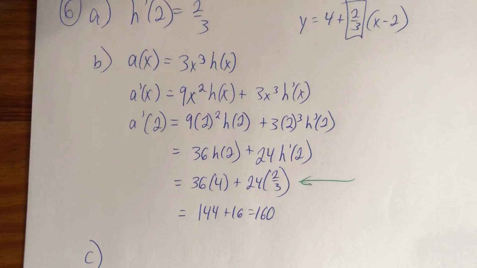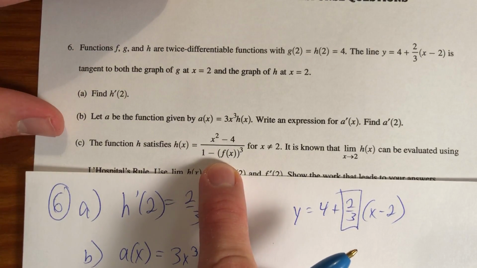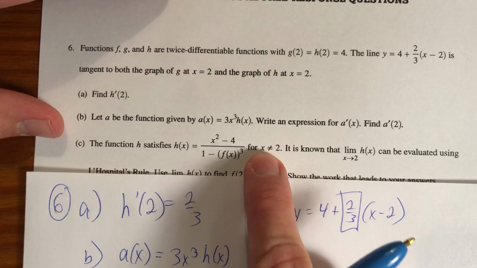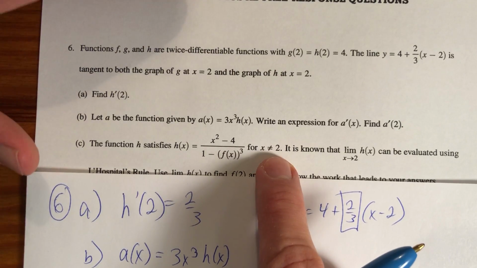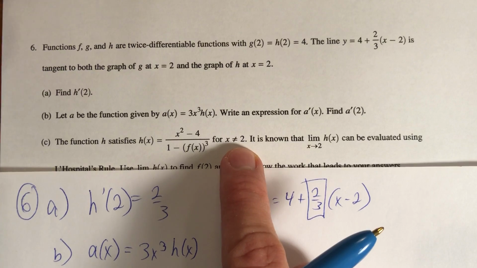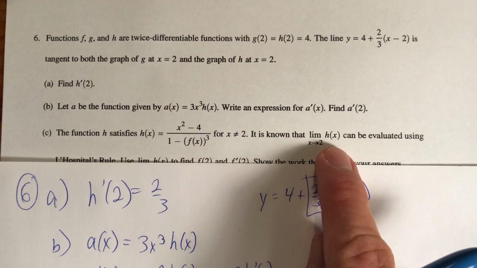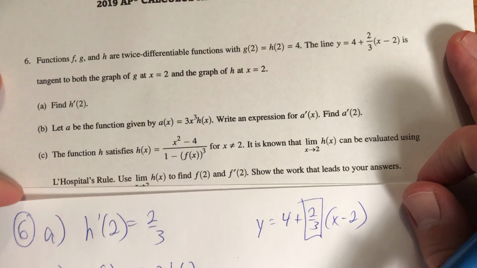And now things get a little bit tricky. The function h satisfies that for x not equal to 2. Okay, so x can't equal 2 in this case for some odd reason. It is known that the limit as x approaches 2 can be evaluated using L'Hopital's rule.